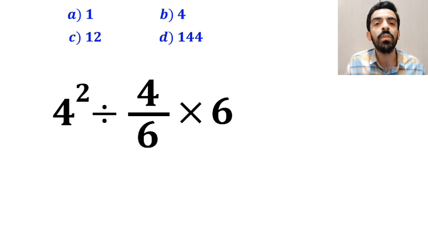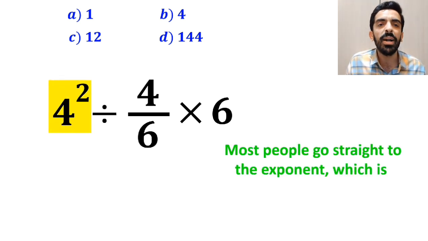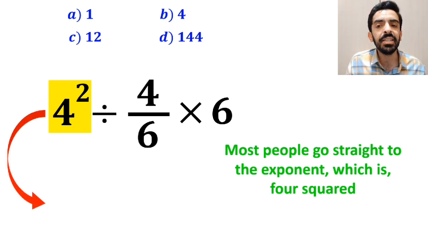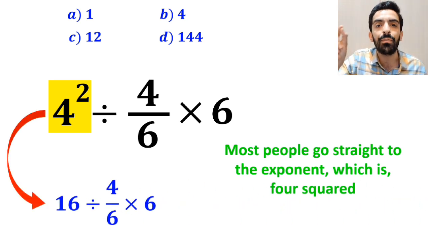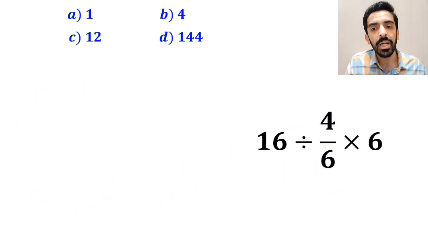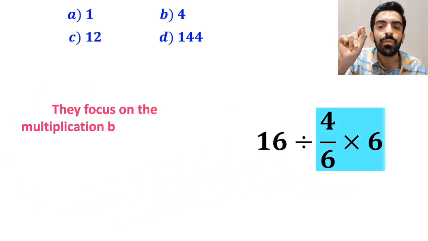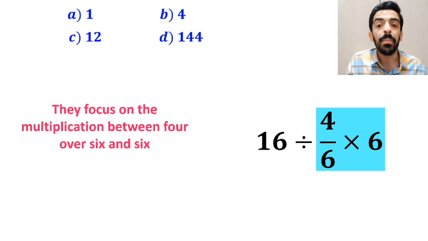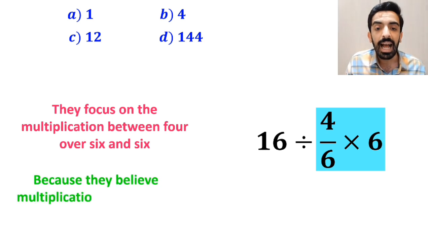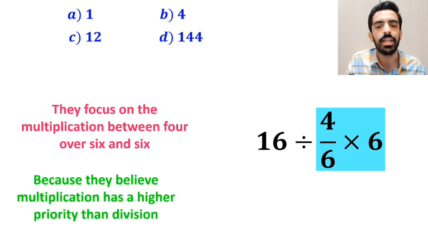The first step to solve this question, most people go straight to the exponent, which is 4 squared, and they rewrite this expression as 16 divided by 4 over 6 multiplied by 6. In the next step, they focus on the multiplication between 4 over 6 and 6 because they believe multiplication has a higher priority than division.